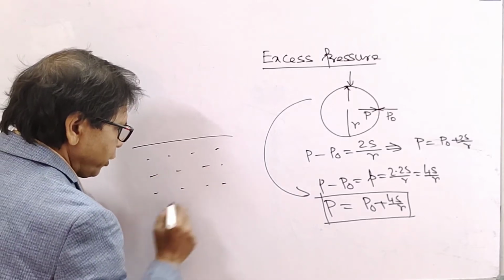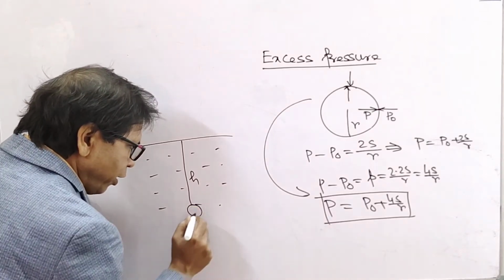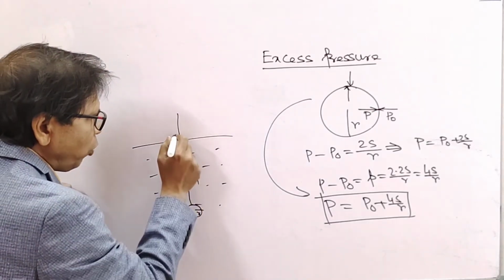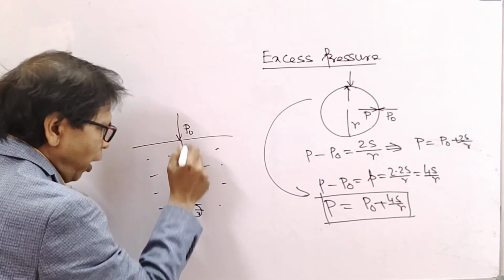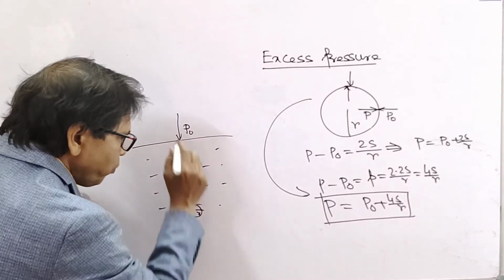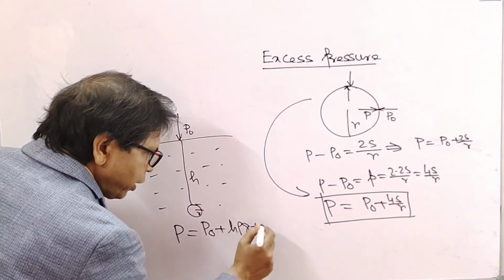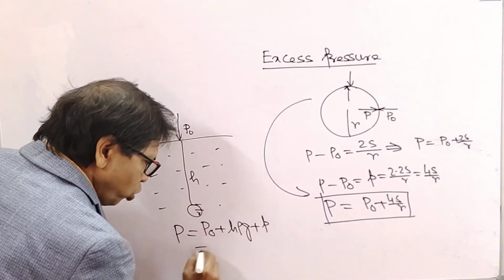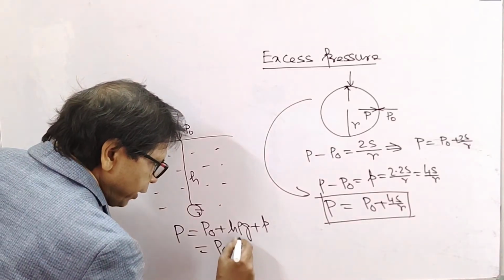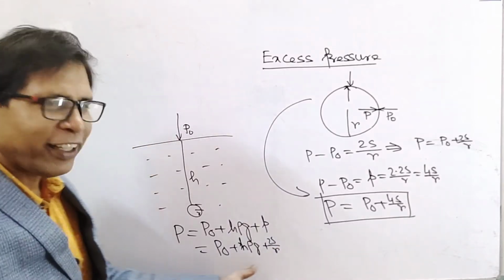Okay, if this bubble is formed at depth h of a liquid column, with radius r, the total pressure is the atmospheric pressure plus the pressure of the liquid column plus the excess pressure. So P equals P₀ plus hρg plus 2S/r. Okay, understood?